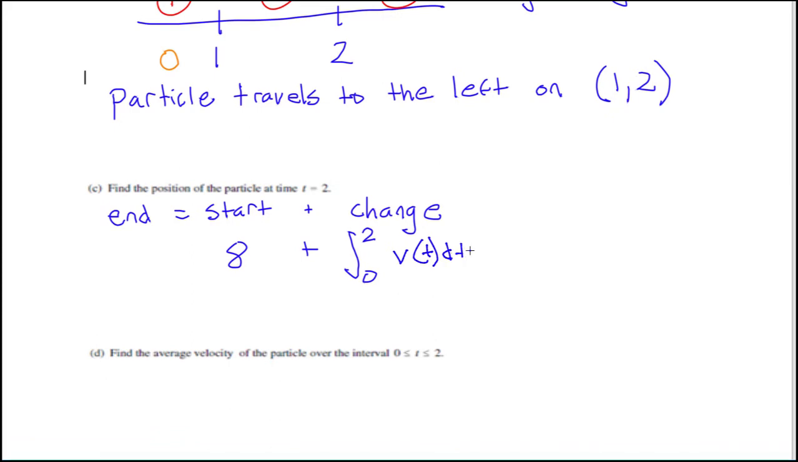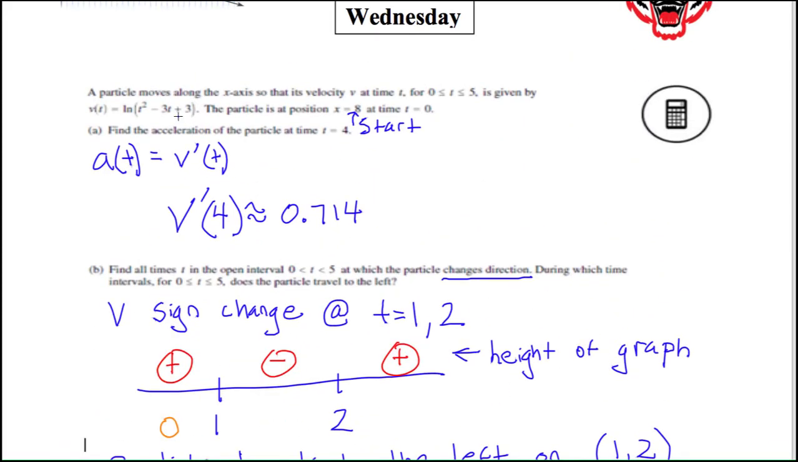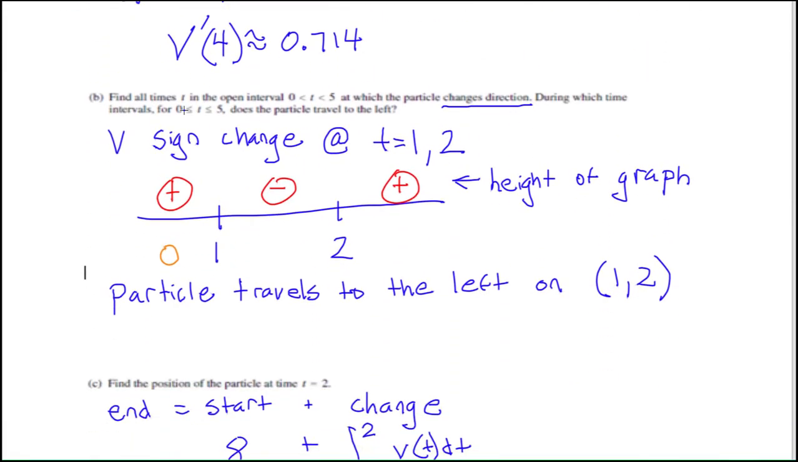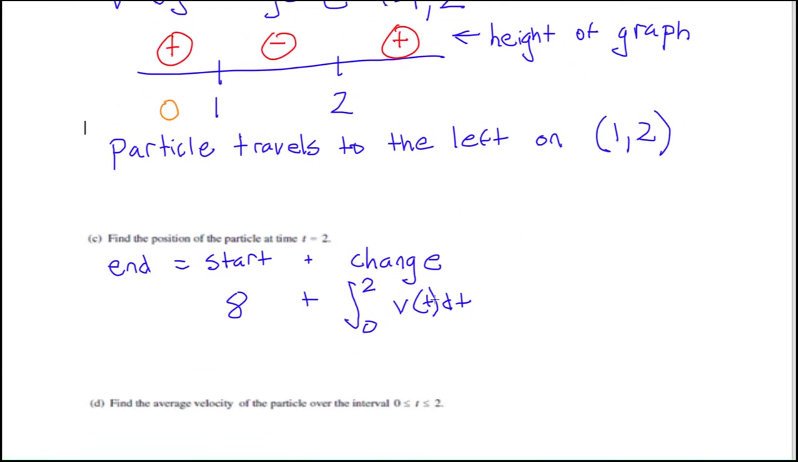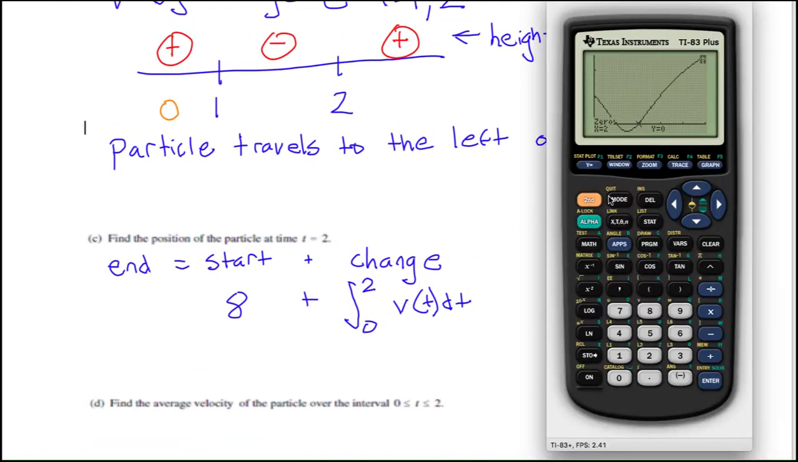v(t) dt. You could all write out the natural log of t squared minus 3t plus 3, but that's kind of a waste of time at this point because we already have this in our calculator. Second mode to quit out of this, and we're going to do 8 plus the integral. So that's going to be math 9, the integral of our y1 function. So vars right, enter 1, y1 with respect to x from 0 to 2, hit enter, and you'll get our final answer as 8.369.